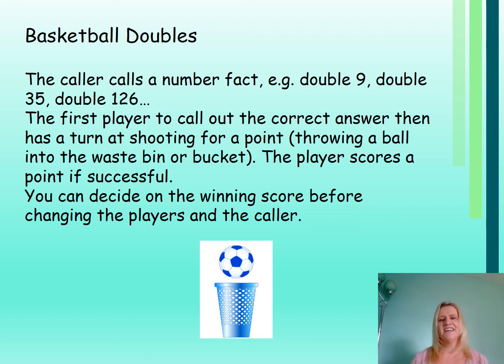This activity is called basketball doubles. It's a really good fun activity. One person is the caller and they'll call out a number fact, for example, 99, 35, 126, depending on the level of challenge that you require. The first player to call out the correct answer has a turn to shoot for a point. This could be throwing a ball into a waste bin or bucket, or even a piece of paper into the bucket. The player scores a point if they're successful.